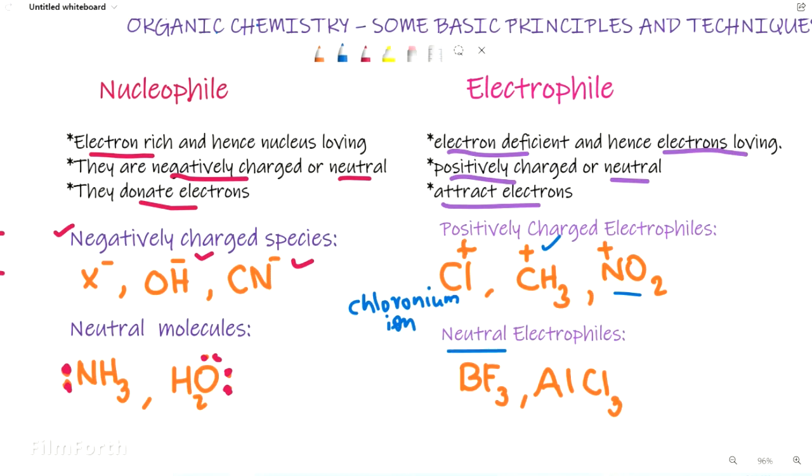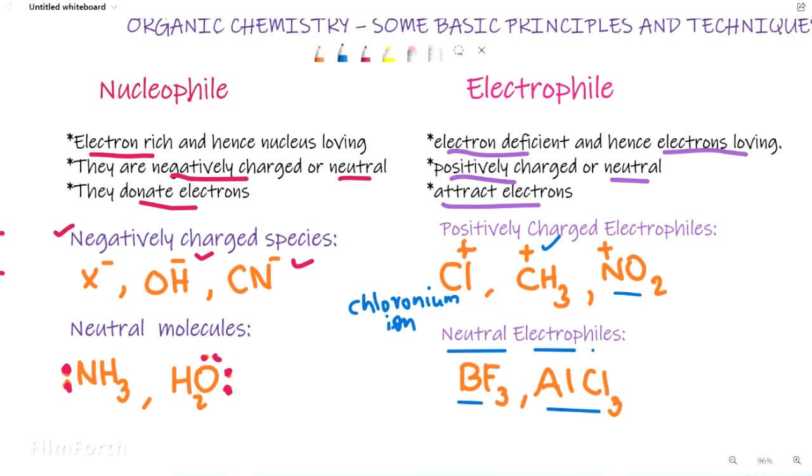Now there are neutral electrophiles: BF3 and aluminum chloride, AlCl3. Boron and aluminum come in the 13th group of the periodic table. These atoms themselves are electron deficient. As they belong to the 13th group, they have only 6 electrons in their valence shell. They need 2 more electrons to complete the octet, because according to the octet rule they need 8 electrons. So these 13th group atoms are electron deficient, and due to the deficiency in the structure itself, we call these neutral electrophiles. So BF3 and AlCl3 can act as neutral electrophiles. These are the examples for electrophiles.